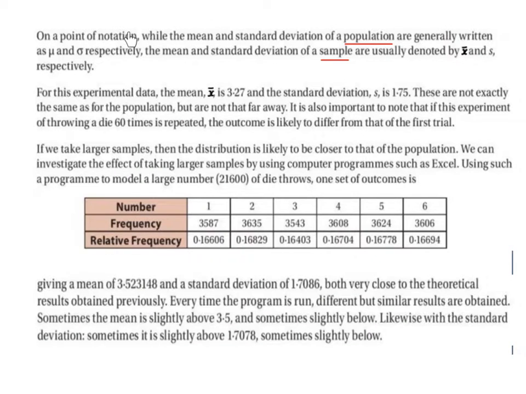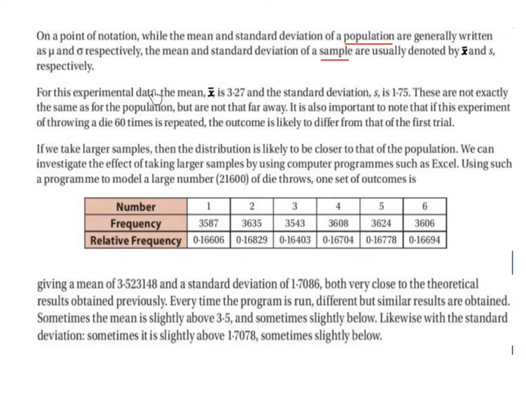On a point of notation, while the mean and the standard deviation of a population are generally written as these symbols respectively, the mean and standard deviation of a sample are usually denoted by x bar and s. So x bar is the mean of a sample and s is the standard deviation of a sample. This is important.